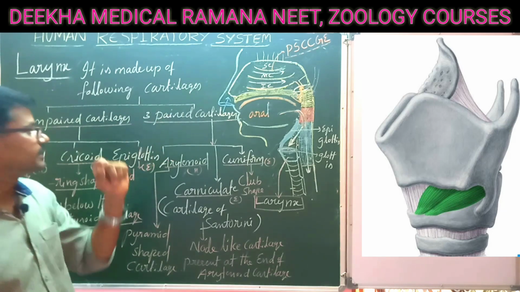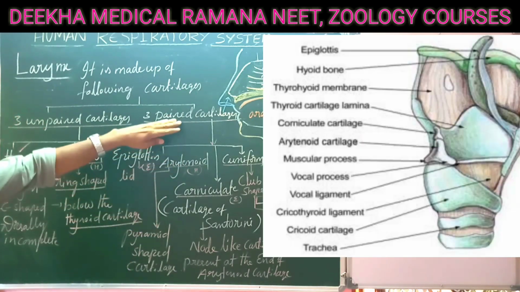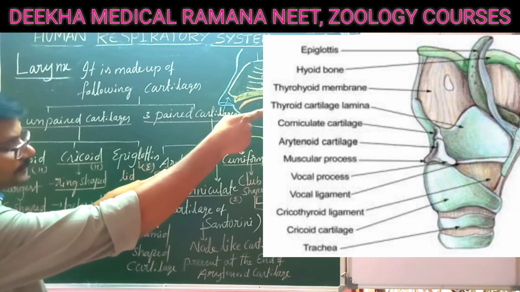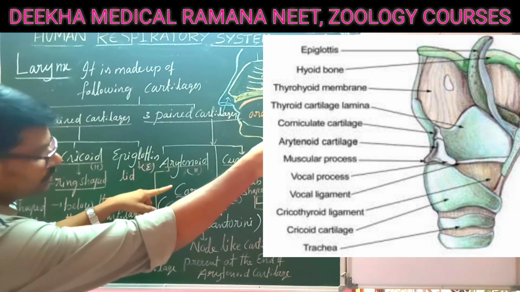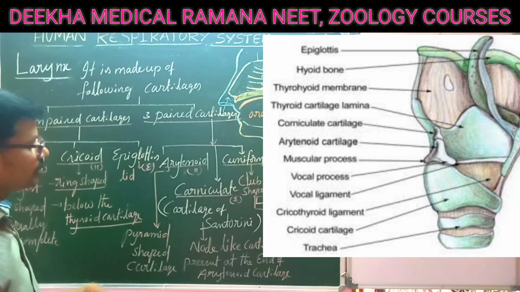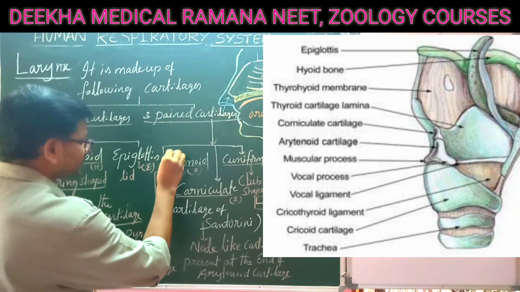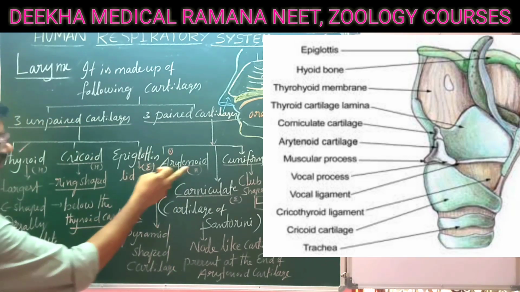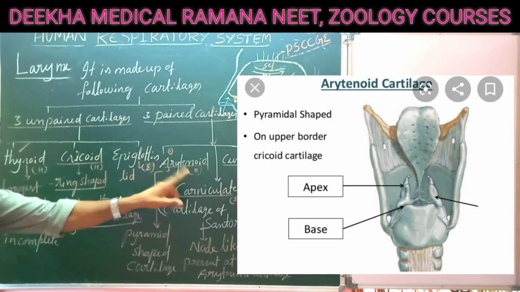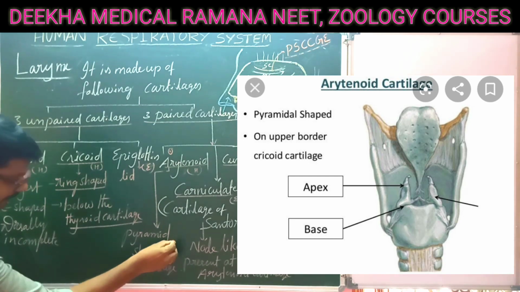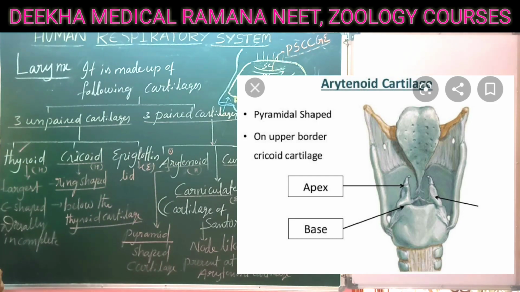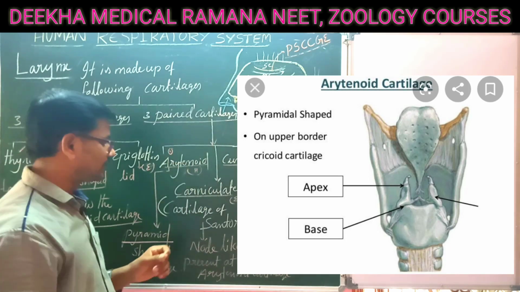Now we are going to explain about the three paired cartilages. The three paired cartilages are arytenoid cartilage, cuneiform cartilage and corniculate cartilage. Now let us see the first paired cartilage, the arytenoid cartilage. It is also made up of hyaline cartilage. It is a pyramid shaped cartilage.